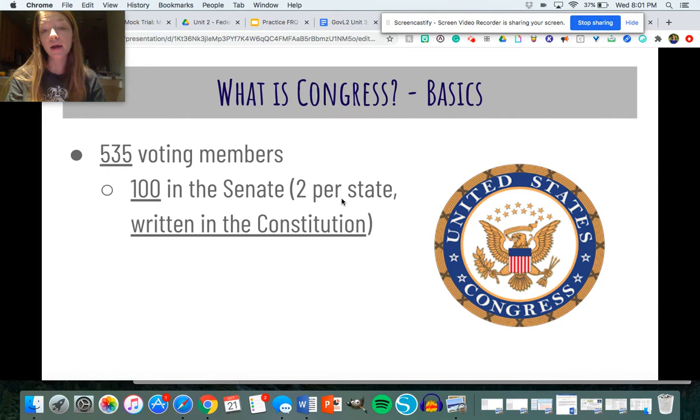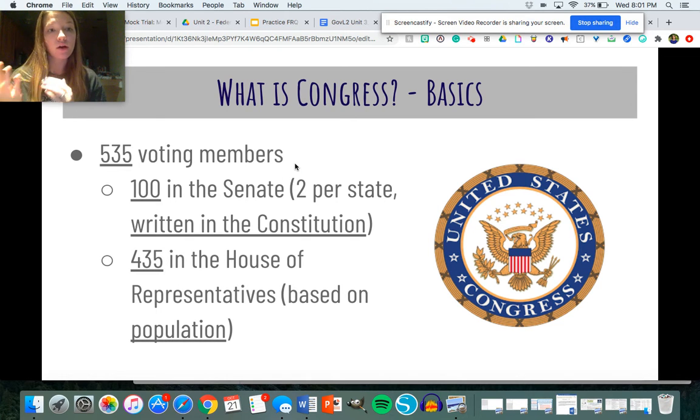If you remember back to when we were talking about the Articles of Confederation and the Constitutional Convention and that New Jersey plan, this should sound familiar. Smaller states wanted representation to be equal per state, and that is how we arrived at the Senate.